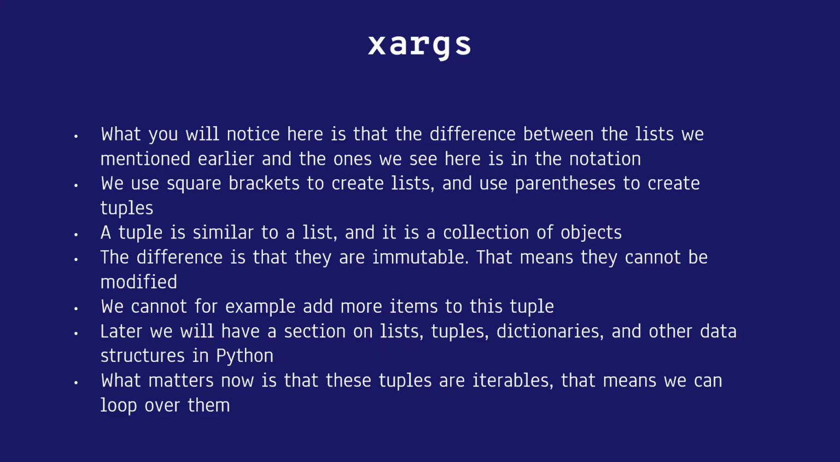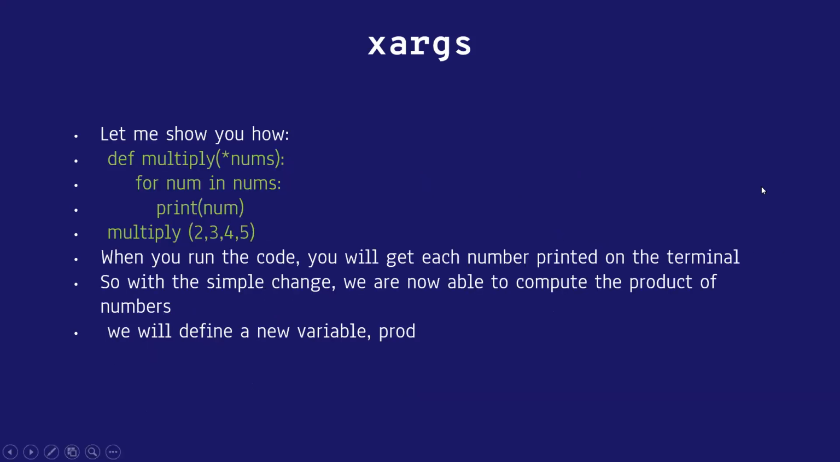The difference between the two is that tuples are immutable. That means they cannot be modified. We cannot, for example, add more items to this tuple. Later, we will have a section on lists, tuples, dictionaries, and other data structures in Python. What matters now is that these tuples are iterables. That means we can loop over them. Let me show you how.